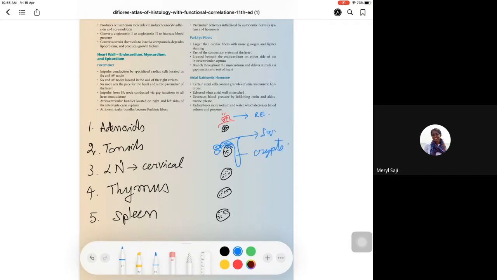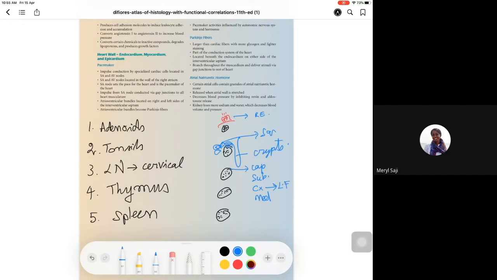Lymph nodes, they always will have a capsule and the subcapsular sinus, and they are mainly divided into cortex and medulla. And you see the lymphoid follicles in the cortex, lymphoid follicles. We will see it in the pictures.